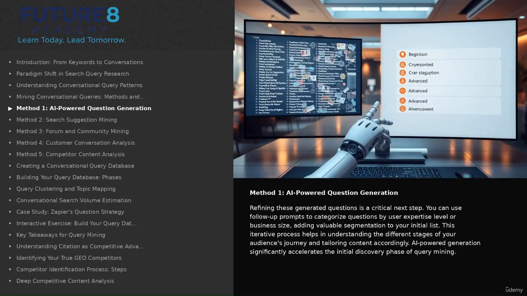Refining these generated questions is a critical next step. You can use follow-up prompts to categorize questions by user expertise level or business size, adding valuable segmentation to your initial list. This iterative process helps in understanding the different stages of your audience's journey and tailoring content accordingly. AI-powered generation significantly accelerates the initial discovery phase of query mining.